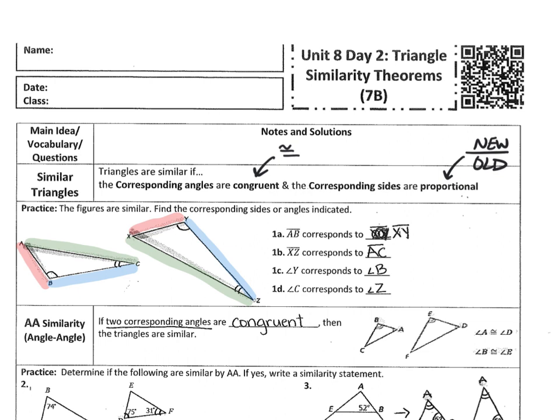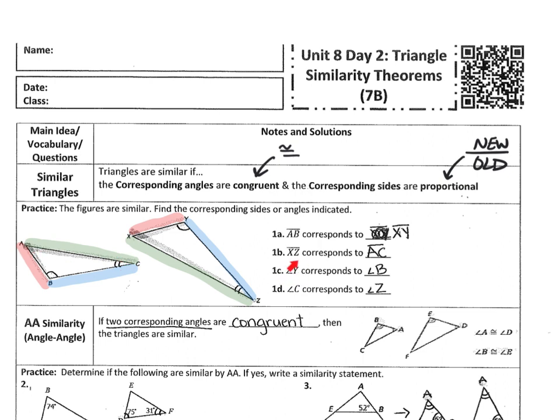So if we look at the first problem here, A, B, C, and D, it says side length AB corresponds to, so red goes to red. So we say XY. Check, good. We remember this? Okay, the next one says XZ. So from X to Z, that's green, corresponds to AC, the other green one. Do we understand?